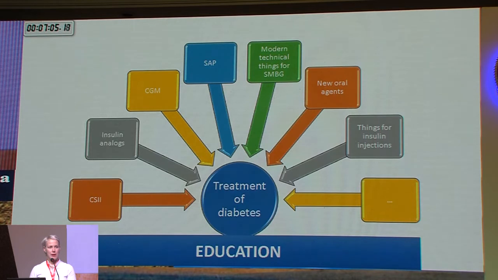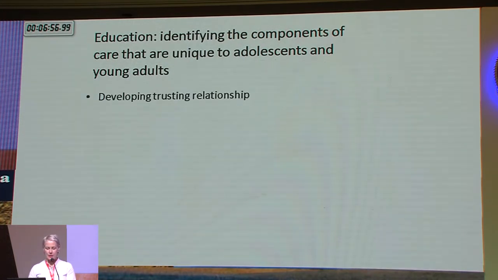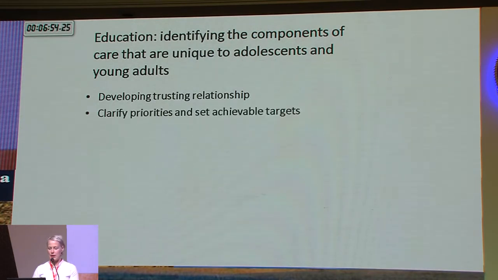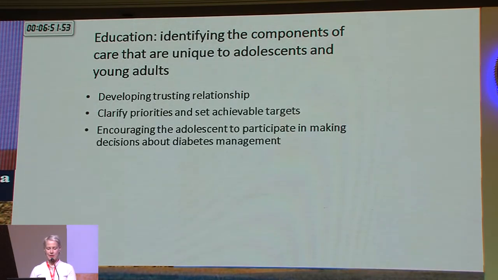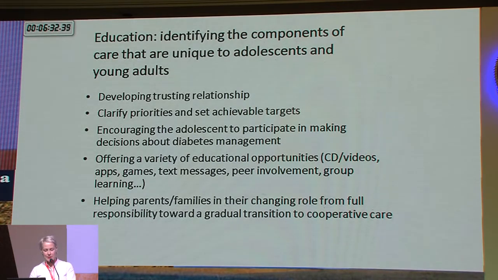It's education. And there are some issues connected with education for this category of patient, for adolescents and young adults. It's building trust in the relationship. It's very important. Clarify priorities and set achievable targets here. Encourage our patients to have better control, offer a variety of educational opportunities, not only the official way like teaching in hospitals or in outpatient clinics, but also we can use social media, internet resources, some video games, CDs, and so on and so forth. But we also need to help parents or families as they change their role from full responsibility to another option.